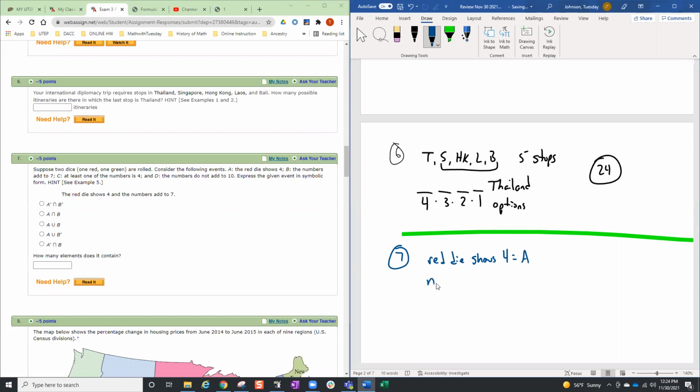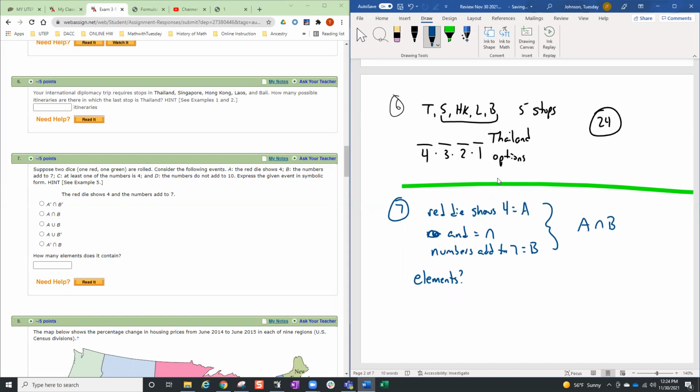And numbers add to 7. Numbers add to 7 is B. So this is a straight up A intersect B. But what's in that? The actual question that was asked is, how do we do the second part?